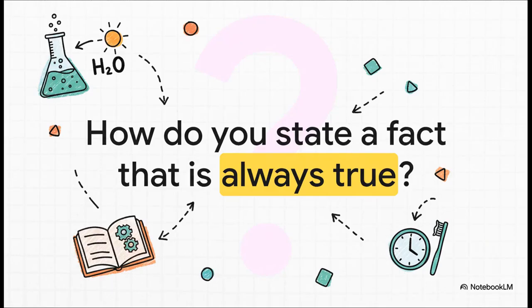So just think about it for a second. How do you actually talk about something that has a guaranteed outcome? Like a law of science, or just a simple universal truth? Well, that's the exact question we're going to answer today.